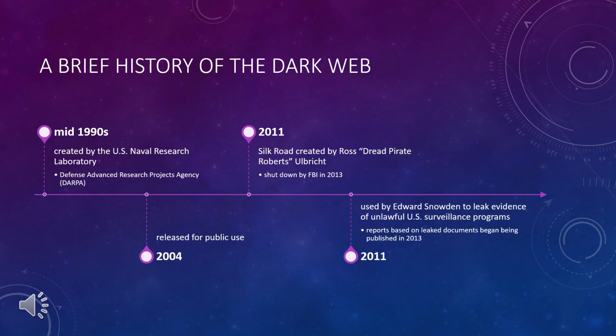Another dark web scandal you may be familiar with is the Edward Snowden whistleblower scandal, which happened at around the same time as Silk Road's rise and fall. In 2011, Snowden used encrypted email to leak documents from the federal government that he believed to be proof of unconstitutional government surveillance. Media reports using Snowden's leaked documents began being published in 2013. At the time, he was laying low in Hong Kong, but has not returned to the US since.